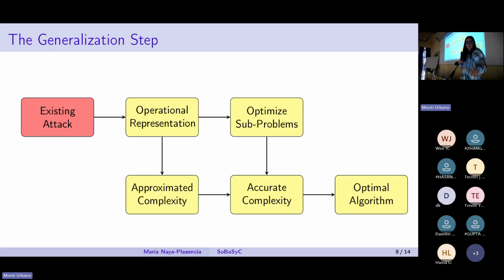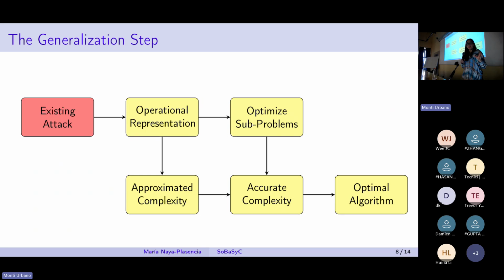So the generalization step, it's not even very clear in my head how it should be done. So I try to separate it and dissect a bit the different parts that we go through when we try to apply it. And so I will just try to give the roadmap of, I think, how people should try to do this kind of thing. So we start from a concrete existing attack on a concrete primitive. I think it's good to start from something very concrete. And then we try to provide an operational representation. I will give an example later with differential attacks.